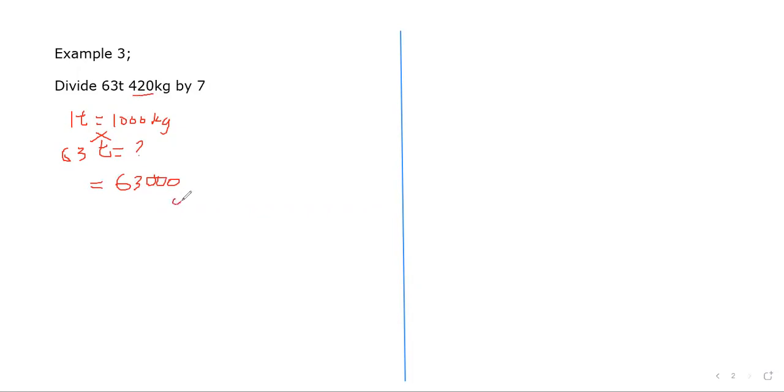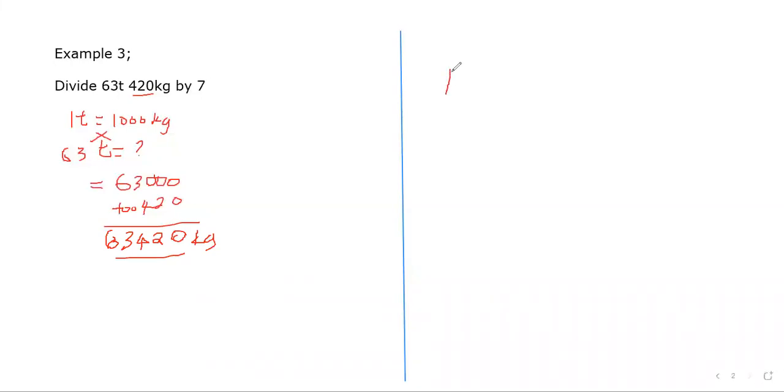So remember, start with the 0 here, then the 2, then the 4, and put the addition sign. Adding 0 plus 0 is 0. 0 plus 2 is 2. 0 plus 4 is 4. 3 plus nothing here, so I put a 0. 3 plus 0 is 3. And 6 plus nothing here again. 6 plus 0 is 6. So in the end, I have 63,420 kilograms. Now that I have this number, I can proceed to use long division to divide this.